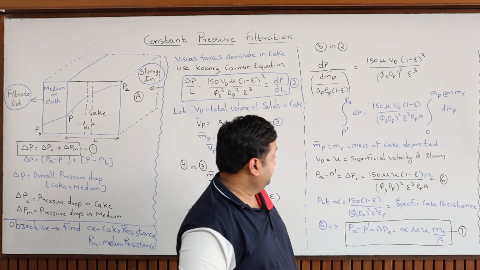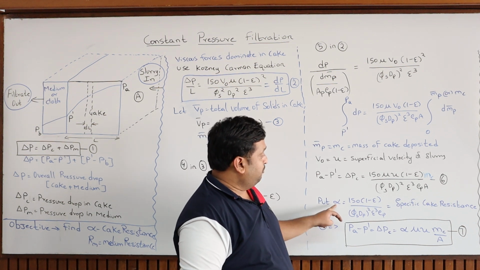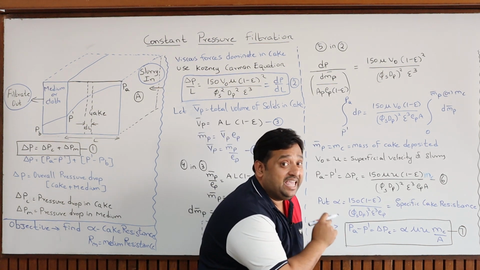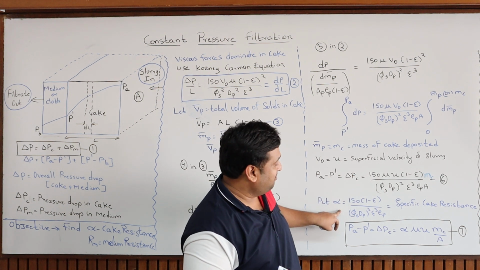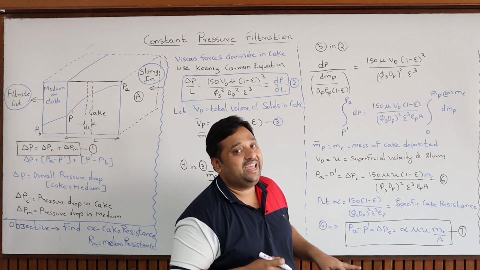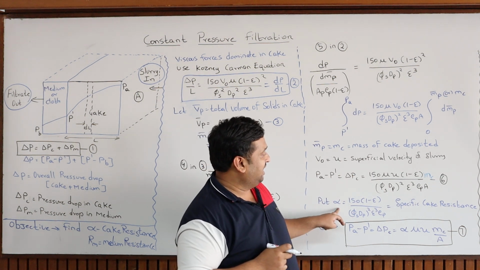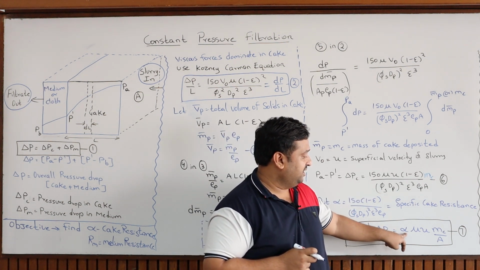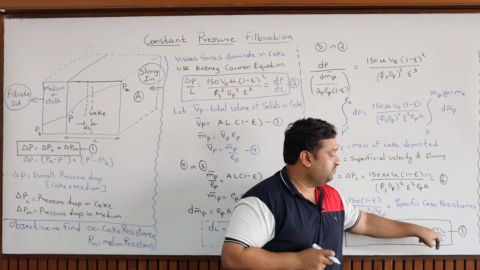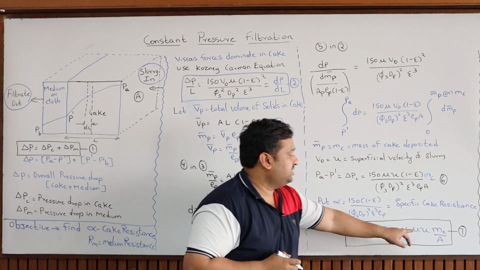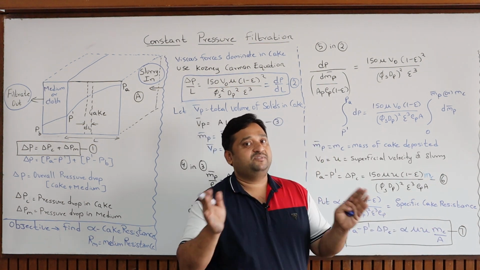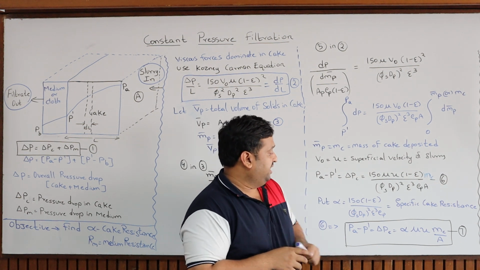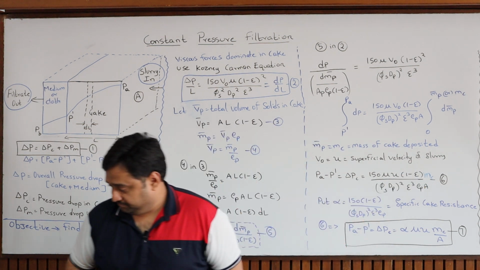This entire term is represented in the books as alpha, and it is called the cake resistance. So if you put alpha in place of it, PA minus P dash, which is delta PC, equals alpha into mu u mc by A. Here u is the superficial velocity, and mc is the mass of the cake that is deposited. And let us go to the other board.